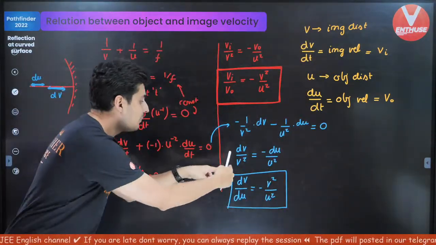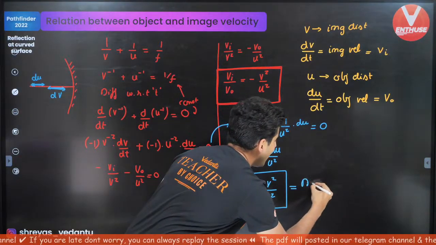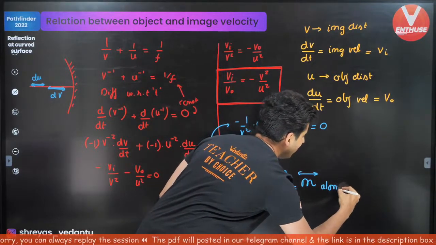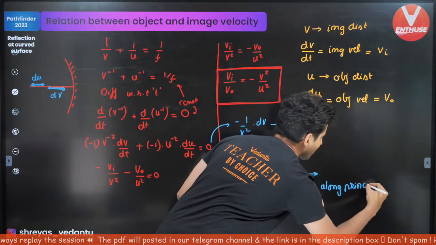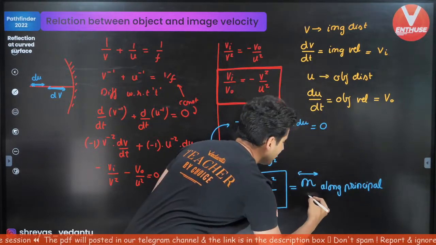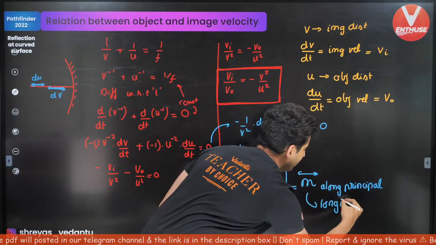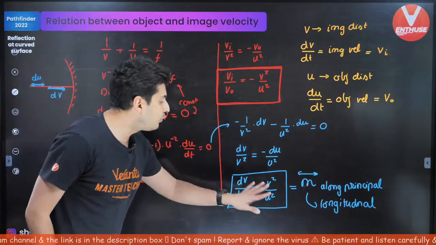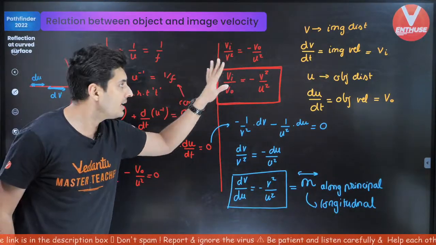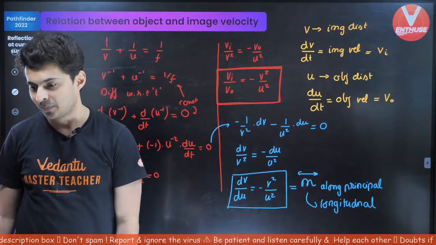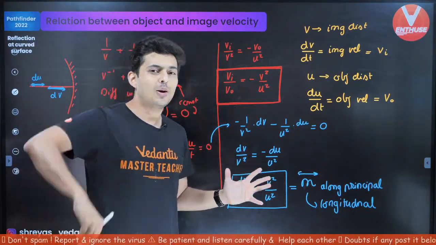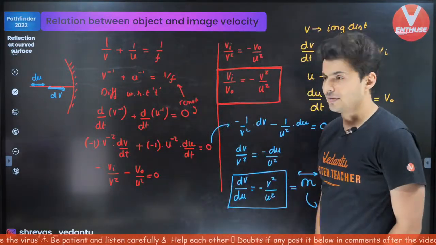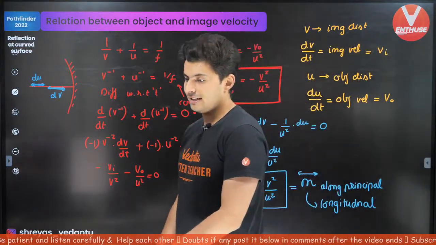So this becomes basically the magnification along the principal axis. That's why it is also called the longitudinal magnification. And the formula is the same as that of image velocity upon object velocity. It is just the square of your lateral, perpendicular, transverse or normal magnification. It's just the square of that with the negative sign.